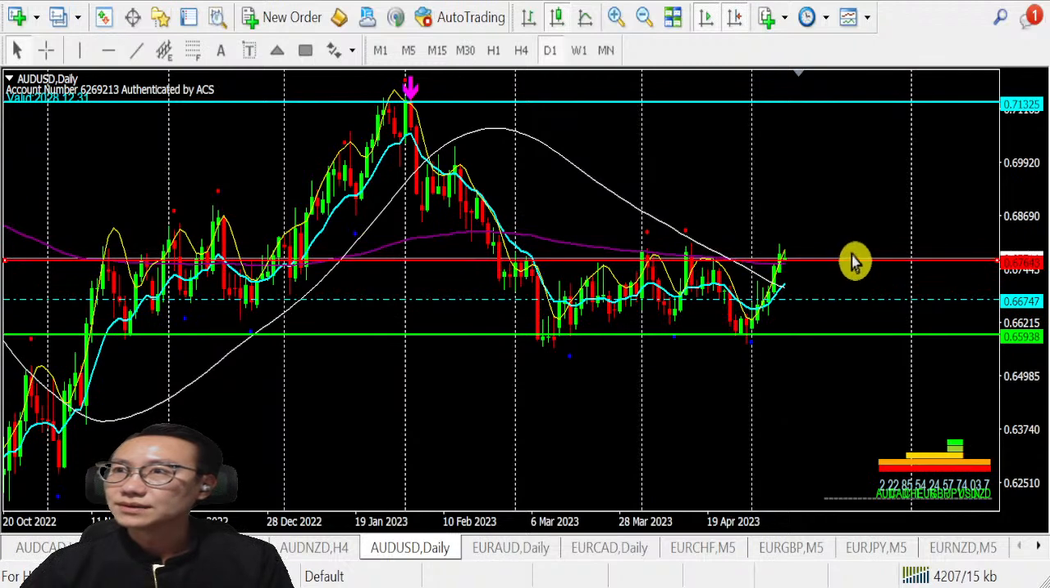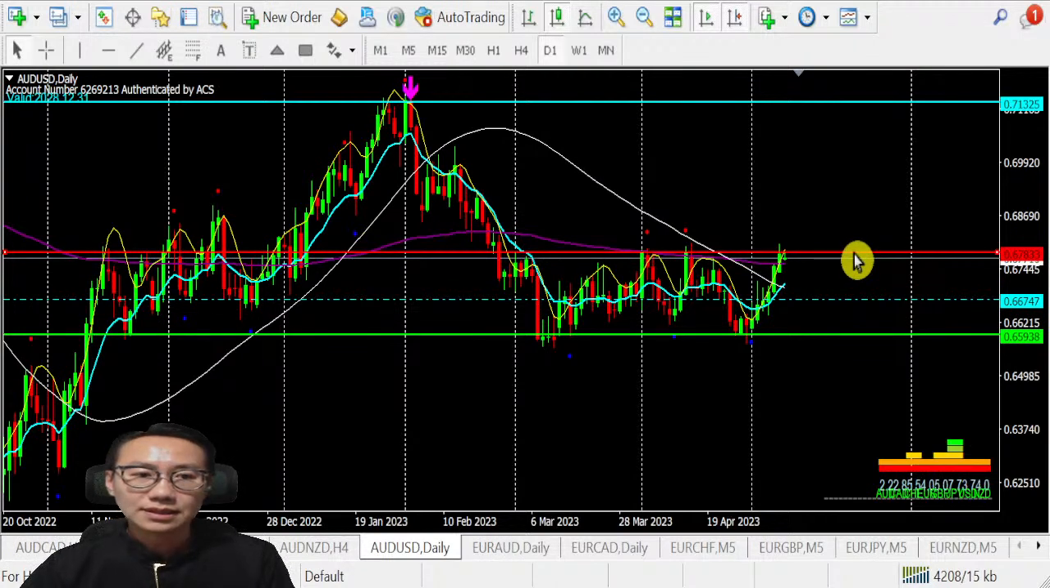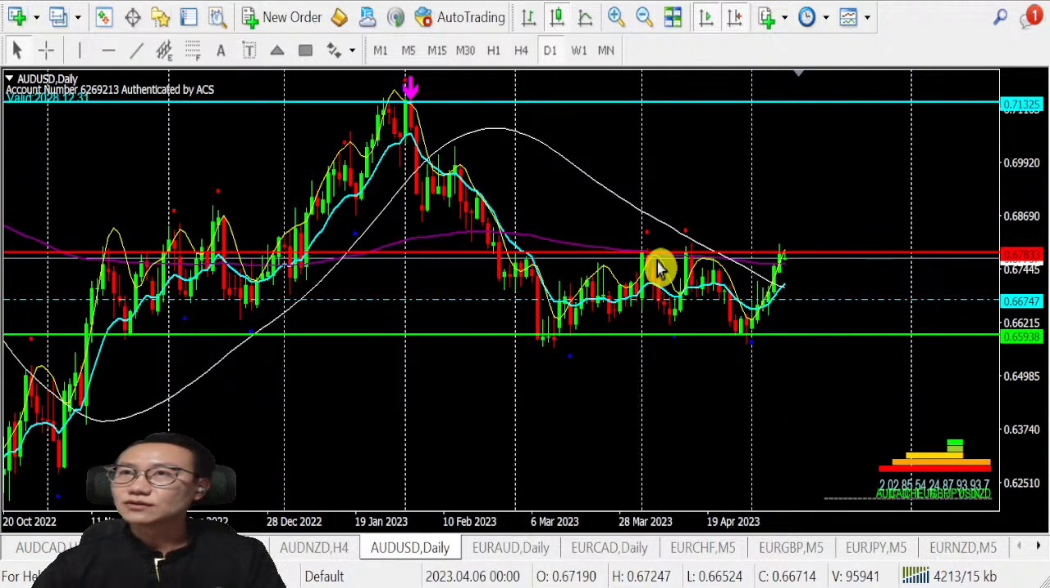Okay, another one over here. And at this point here, as we can see, resistance for the Aussie dollar.